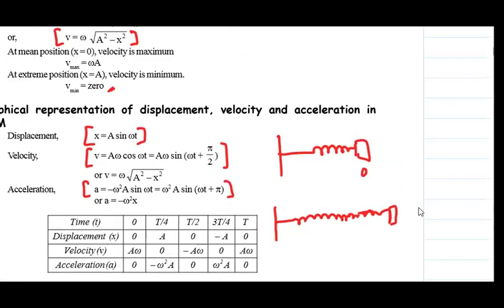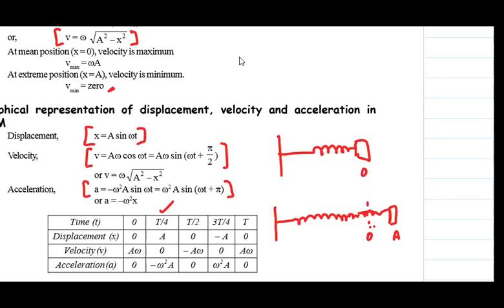This extreme position, right? So this is point A. This is point A. This is your mean position. Now, the time taken from O to A is T by 4. Now, at this point, the displacement is A, because at T by 4, the angle is what? Tell me. Here t is equal to T by 4.